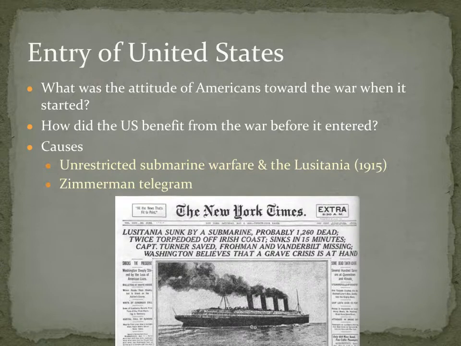Another issue is the Zimmermann telegram. The Zimmermann telegram was an intercept, supposedly from Germany to Mexico, asking Mexico to consider invading the United States to distract the United States from possibly entering the war. And in return for that, Germany promised that Mexico would get back territory that it had lost previously in the Southwest, like areas like Texas.